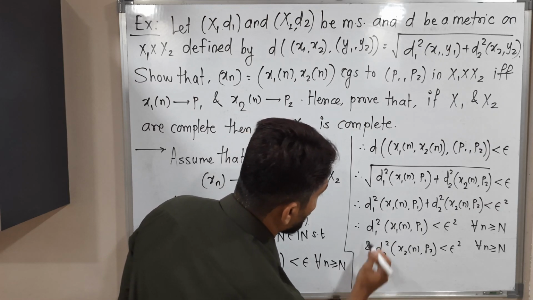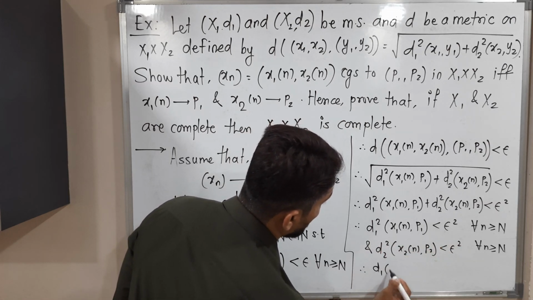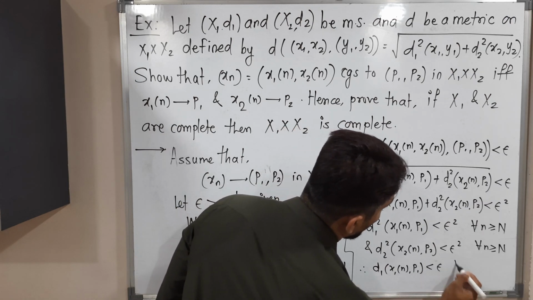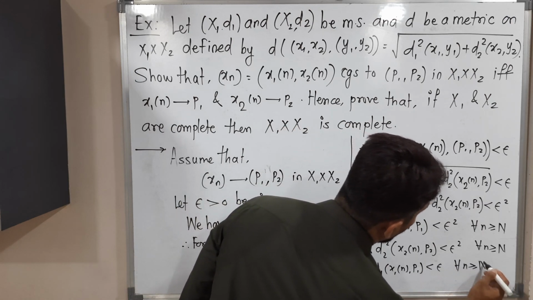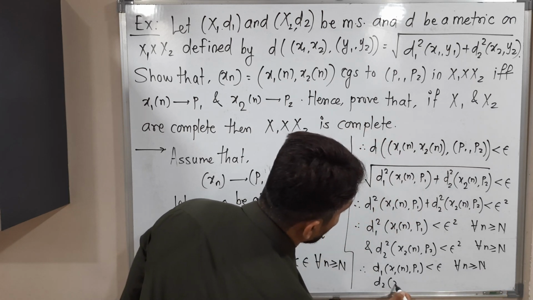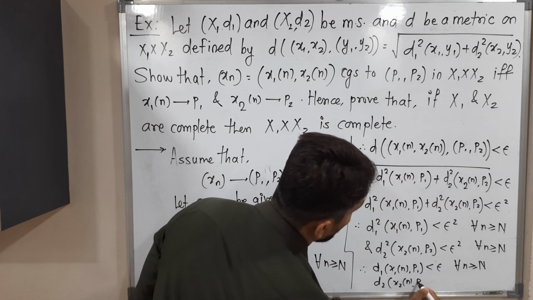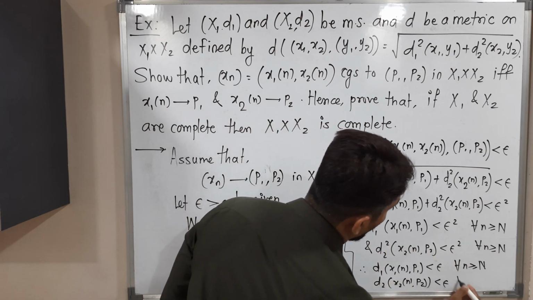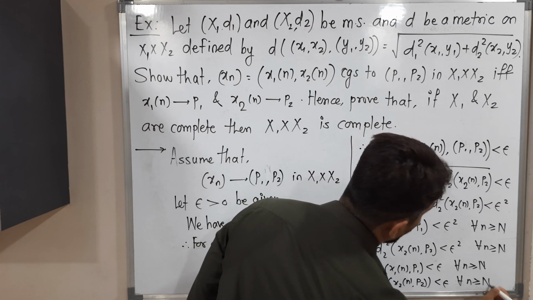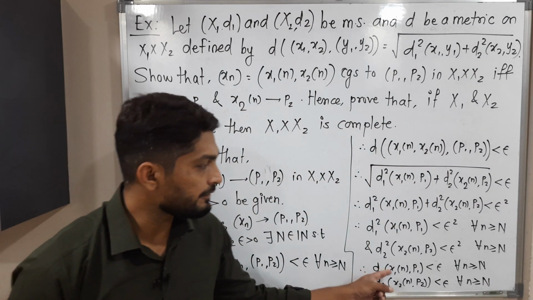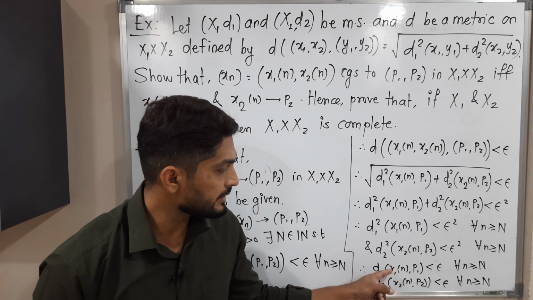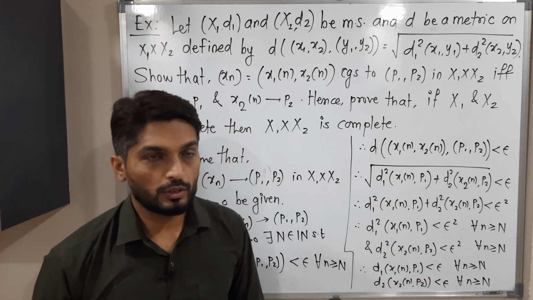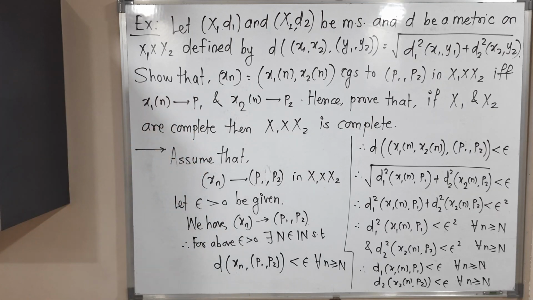So by taking the positive square root, we will have d1 x1n p1 less than epsilon for all n greater than or equal to capital N, and d2 x2n p2 less than epsilon for all n greater than or equal to capital N. But see, this is the definition of a convergent sequence, so we can say x1n converges to p1 and x2n converges to p2. Okay, just take a screenshot of it, then we will go further.